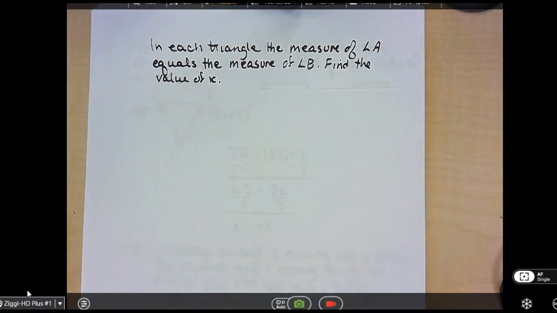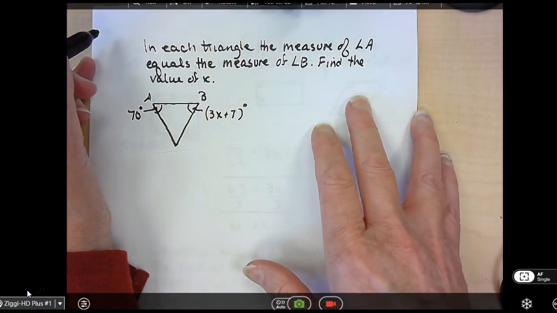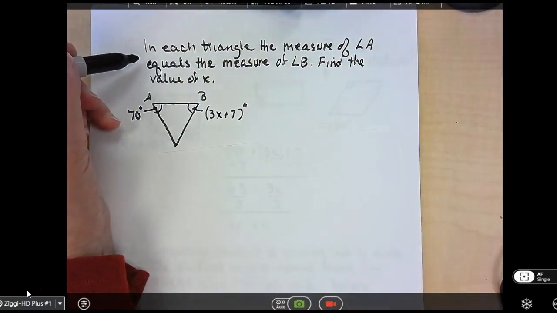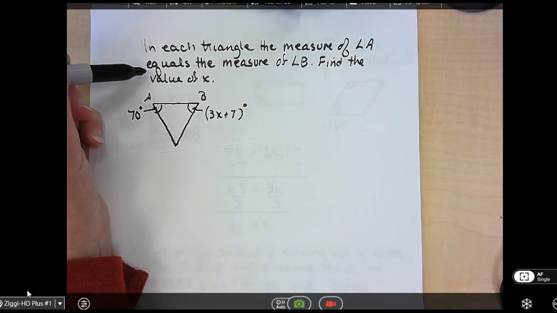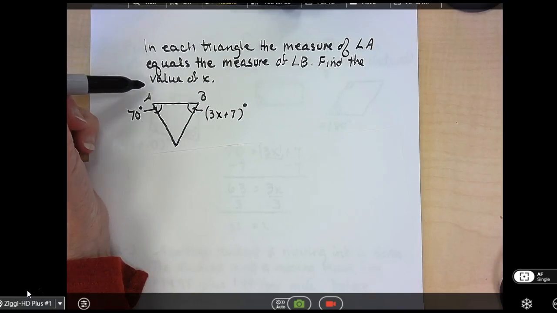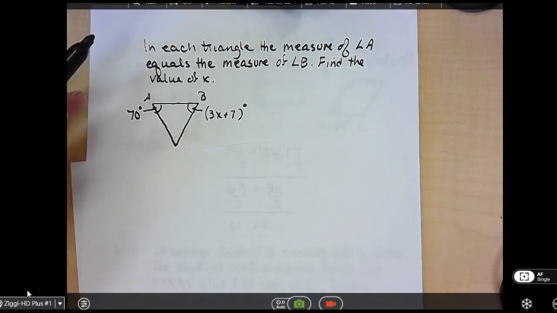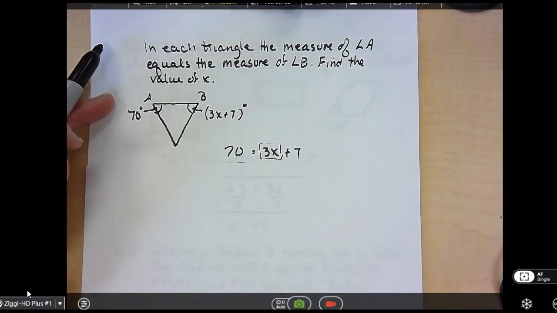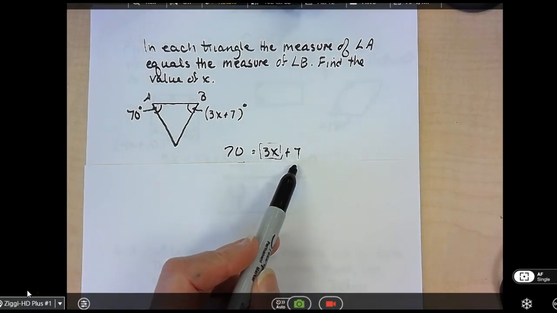Okay, so in 2-2 you can also have some geometry type problems, and these will say in each triangle the measure of angle A equals the measure of angle B. Find the value of X. So if they're equal, do what that says. Set the equations equal. So 70 is equal to 3x plus 7.